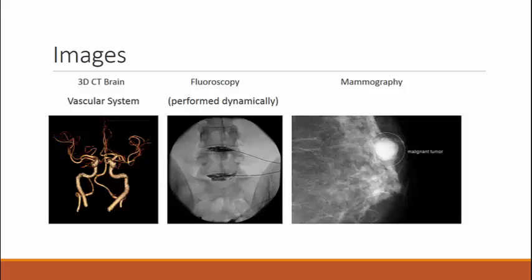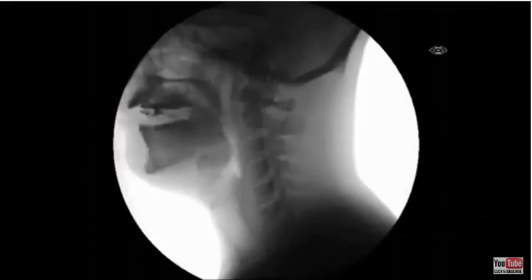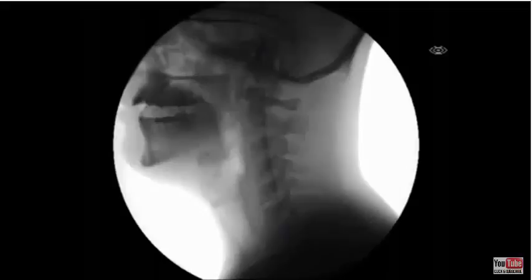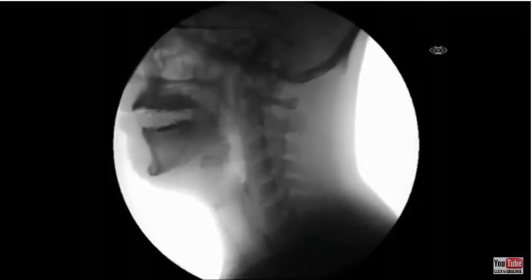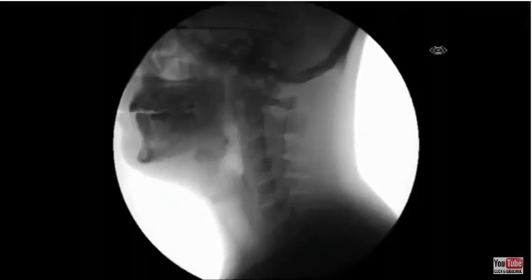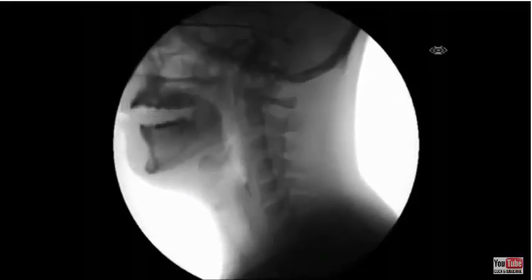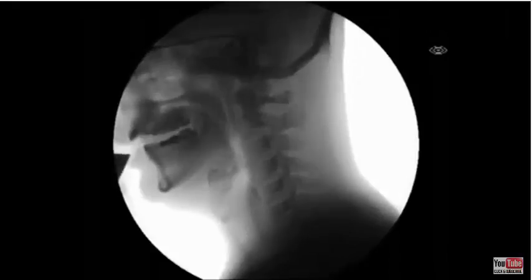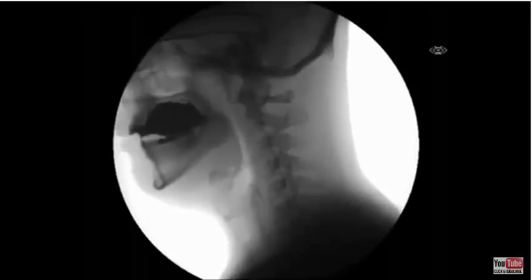The second image is fluoroscopy, which is a form of dynamic imaging. The third image is that of mammography. Notice the highlighted tumor in the image. This is an example of dynamic fluoroscopy. As you can see in this video, this patient is eating and drinking contents as part of a dysphagia study. This type of dynamic imaging is commonly used in outpatient procedures and also in surgery.